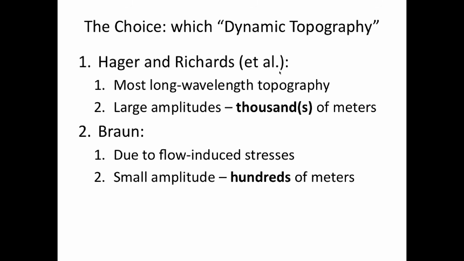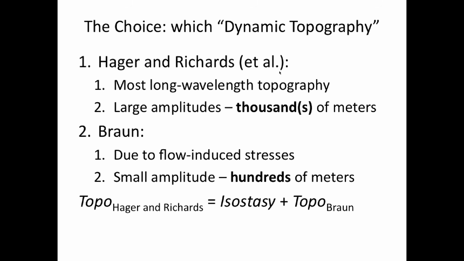Okay, Brown said it's due to flow-induced stresses, which are small amplitude, hundreds of meters. And so, if I pushed this, there we go. So how do they differ? Well, dynamic topography, according to Hager and Richards, is isostasy plus this dynamic topography that Brown uses. And this is the big part. So this little simple equation expresses what we're talking about.